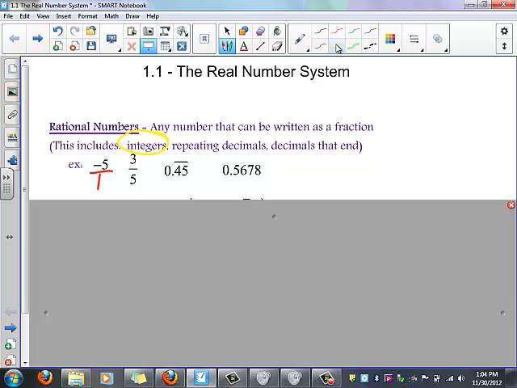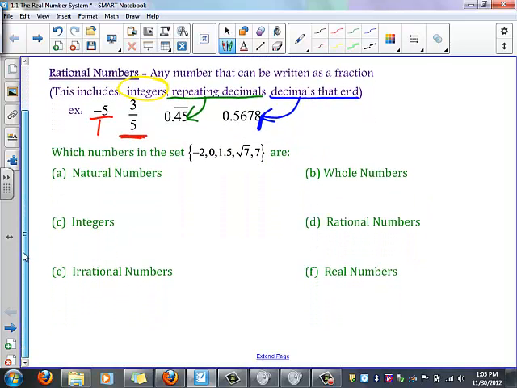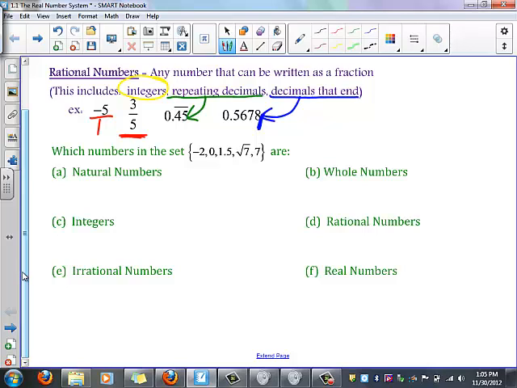3/5 is already written as a fraction. 0.45 repeating would be considered a repeating decimal. It is also a rational number. And then a decimal that ends means it's a decimal that has a definite ending point. It ends right here, does not go any farther. It's a rational number. So now, given this set, we're going to list which ones are each of these categories.